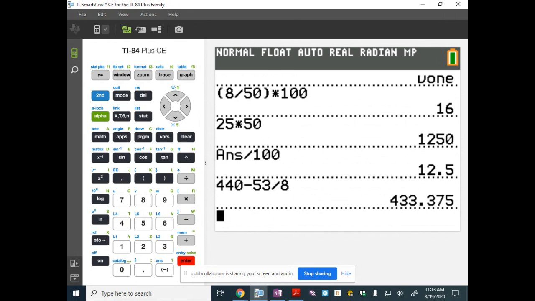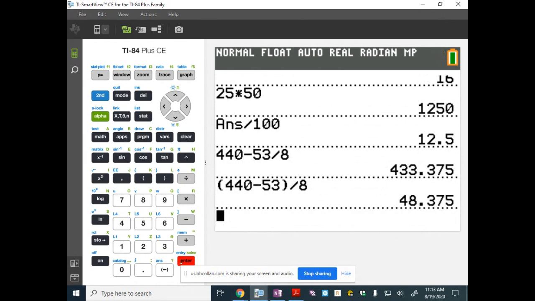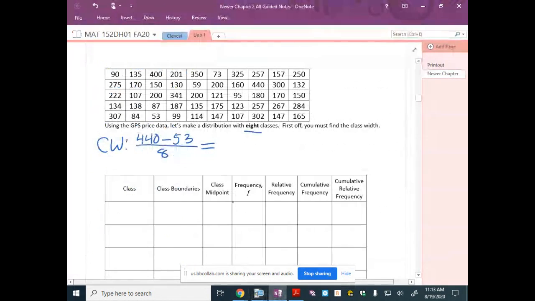You can tell me yes. If you tell me I'm wrong like that, you will not offend me. Don't be afraid to offend me. I have no ego hang-ups or anything. What did I do wrong? Oh, I should have put parentheses. 440 minus 53, and then we shall divide by 8, 48.375. Now, we have to round that to 49. Always round up.